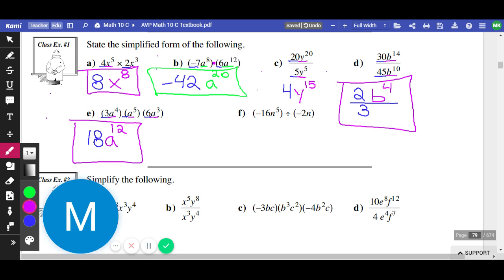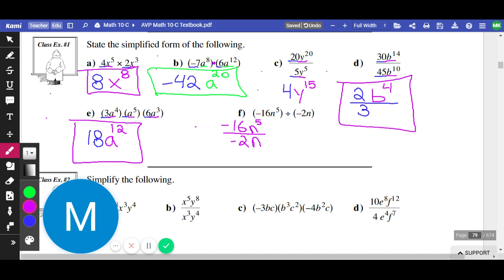Last one. Again, I would like to rewrite that question. I prefer fractions. So I would rather write this as negative 16 n to the 5 divided by negative 2n. Helps me visualize what I'm really doing. When I see the division symbol in the middle, it messes me up.